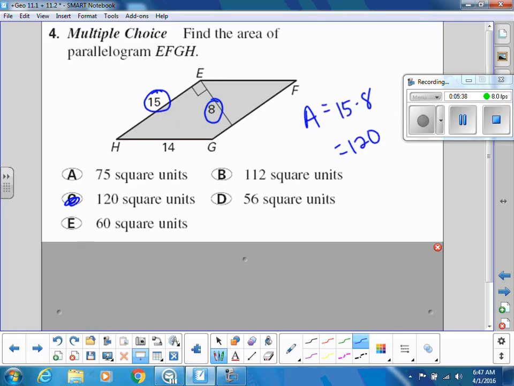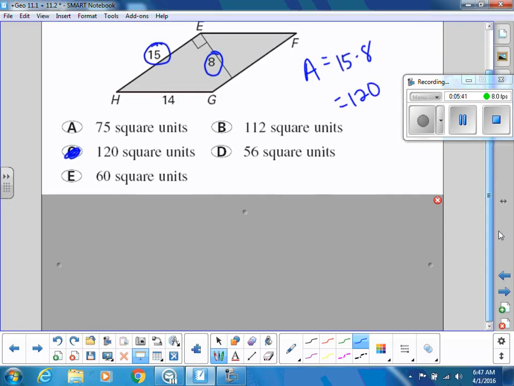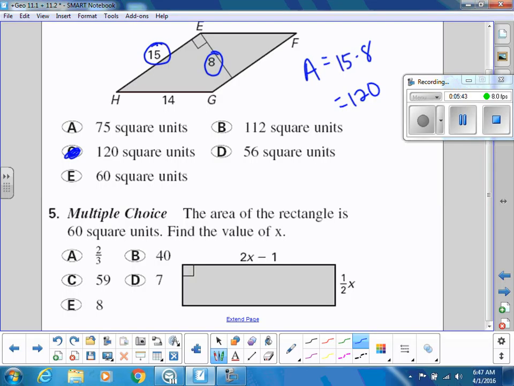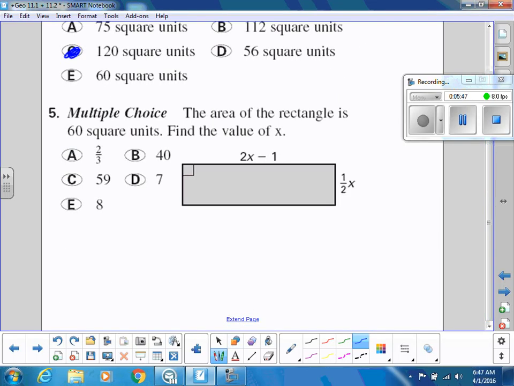Like I said, just be careful with what you're doing. And when we come back to class, we'll be doing a lot harder ones. So this is just a review to help refresh your memory. So the area of the rectangle is 60 square units. And they gave us the base is 2x minus 1, and the height is 1/2 x.